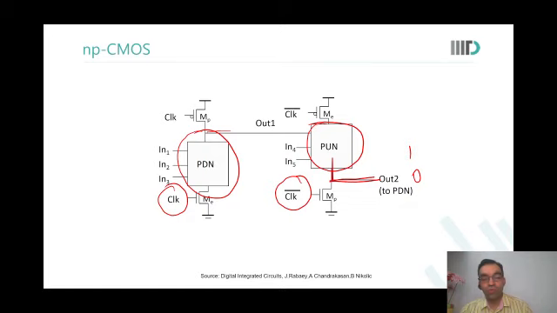You're working in 2 phases. Are you able to see this? You're just looking at how to make this dynamic gate stuff more usable. Why are we doing this NP-CMOS thing? You tell me. The inverter is not there anymore.